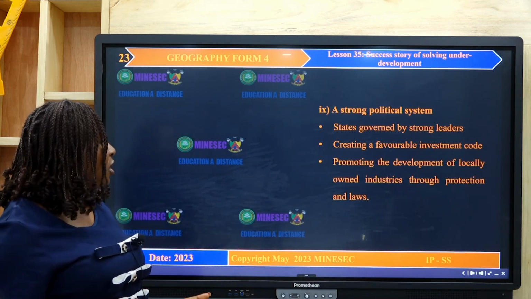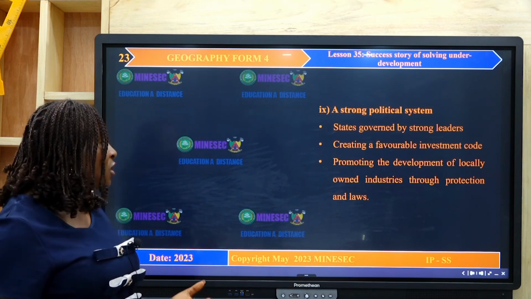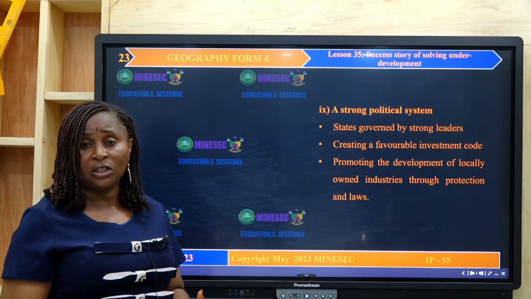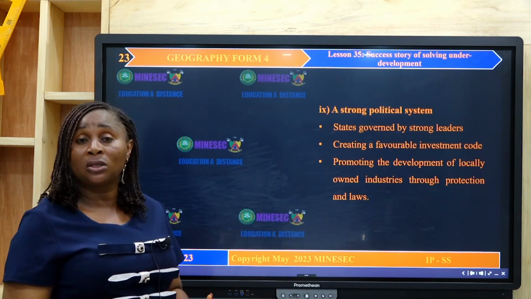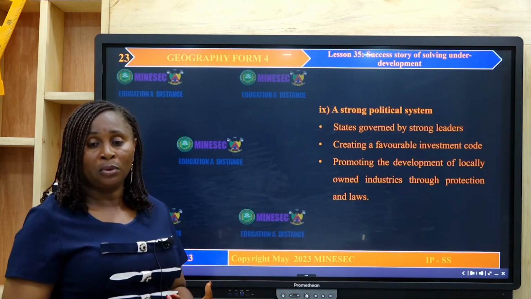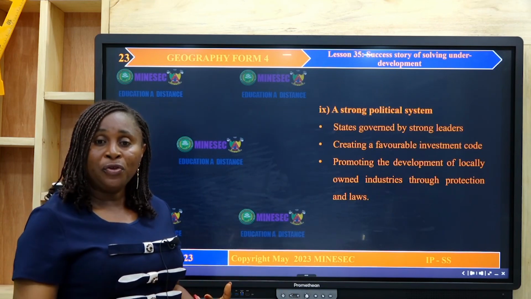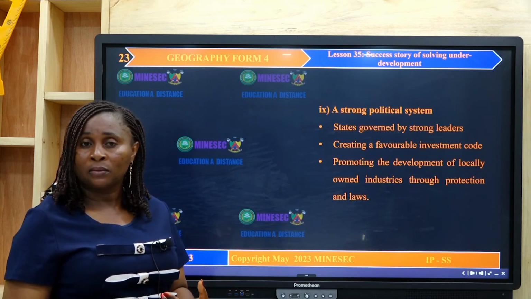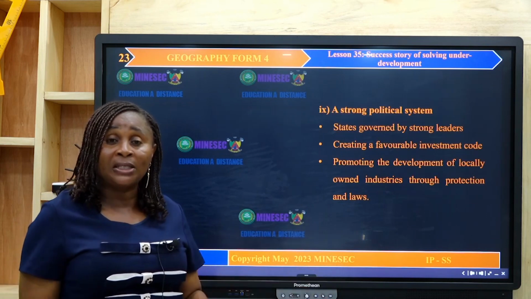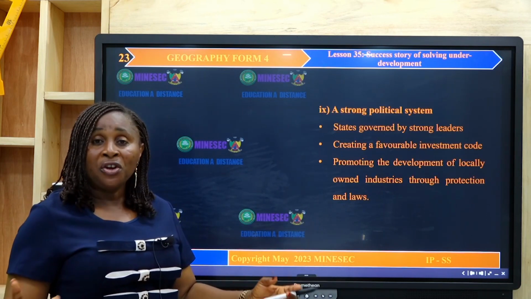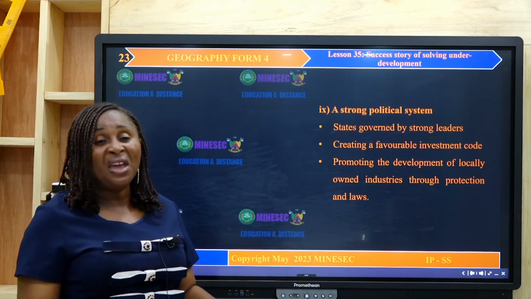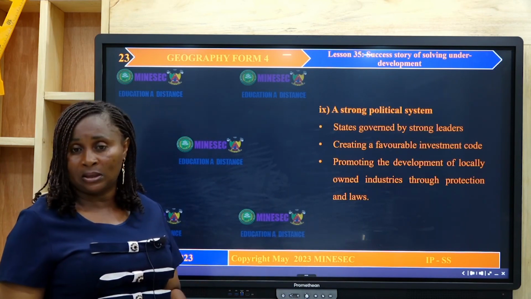Promoting the development of locally owned industries through protections and laws. Encourage the local population to open up industries. Put laws that are favorable to them, for example, reducing taxes, creating free trade or free industrial zones. Free industrial zones are zones where industrialists locate their industries and pay very little or no taxes.